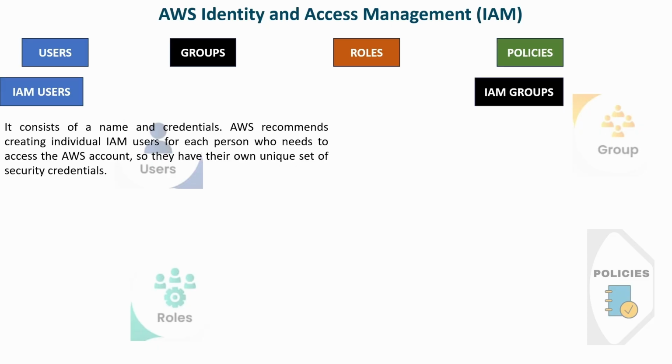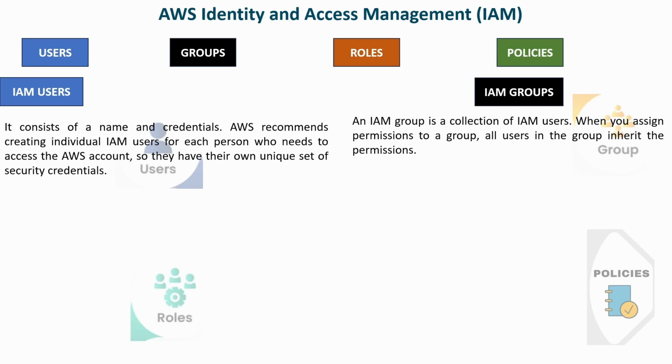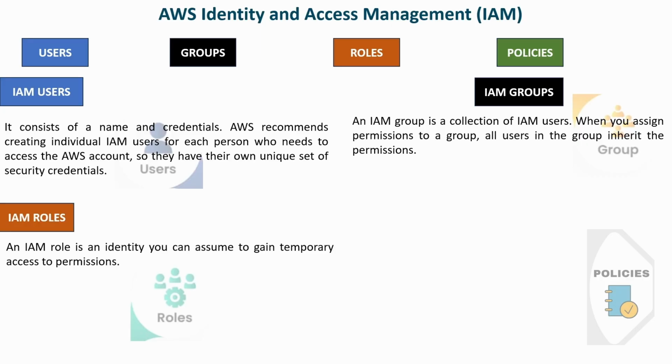IAM group is a collection of IAM users. When you assign permissions to a group, all users in the group inherit the permissions. For example, you might assign standard access permissions to a group called employees, so all your employees receive the same generic access. IAM role is an identity you can assume to gain temporary access to permissions.